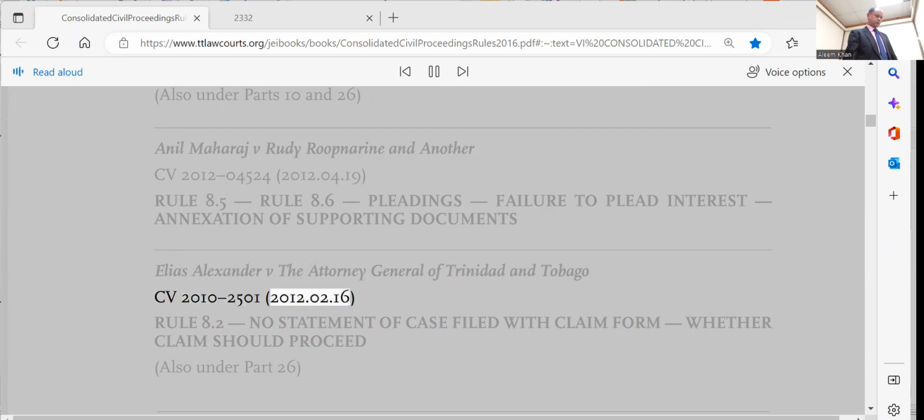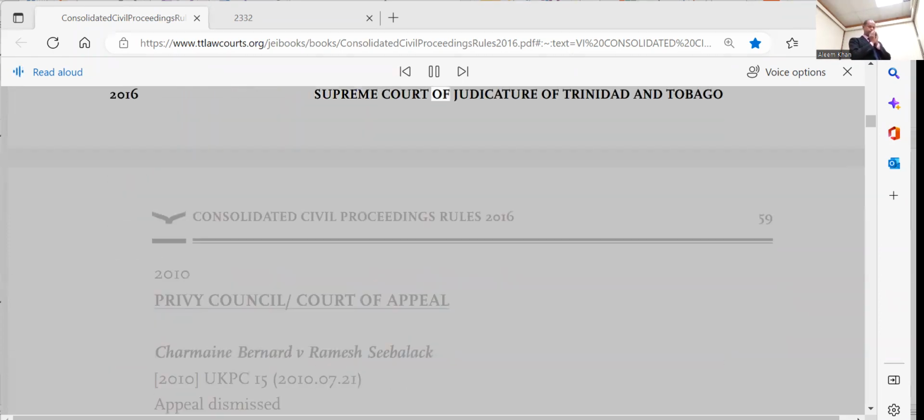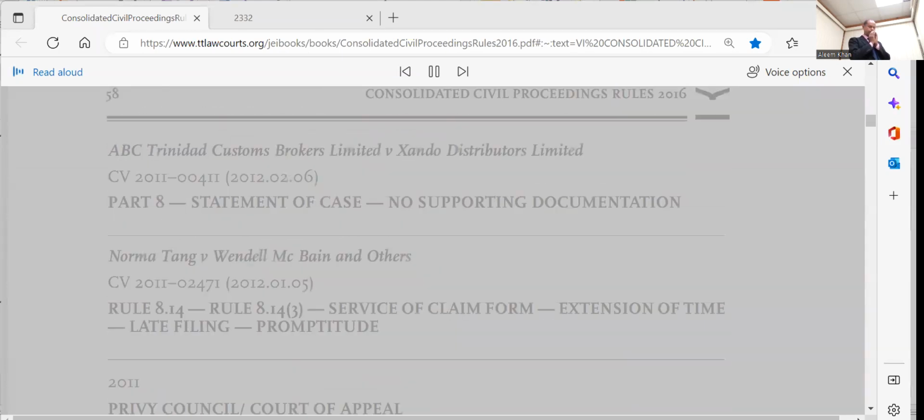2010-2501, February 16, 2012, Rule 8.2, No Statement of Case filed with claim form, whether claim should proceed, also under Part 26. 2016 Supreme Court of Judicature of Trinidad and Tobago. 58 Consolidated Civil Proceedings Rules 2016.